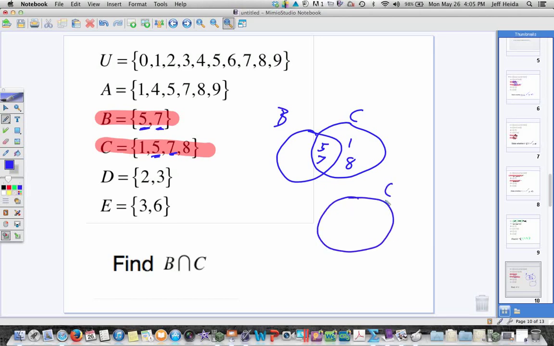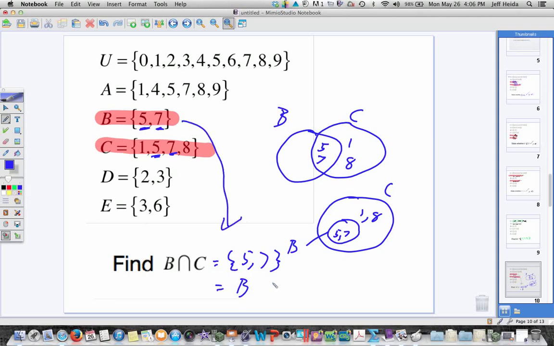So if you really wanted to draw it correctly, you would say this is C. This would be B. Inside of B would be 5 and 7, and then 1 and 8 in C. So B intersects C would be 5, 7, or if you simply wanted to write that as B, because B up here is 5, 7. So the notation would be the same.